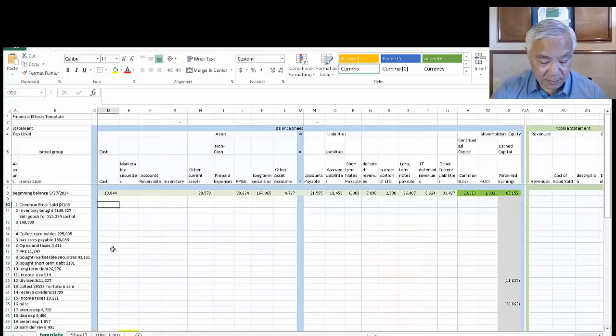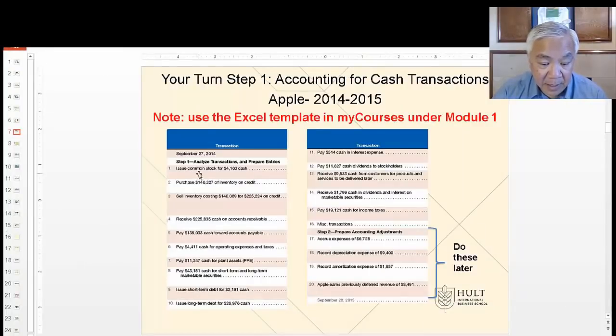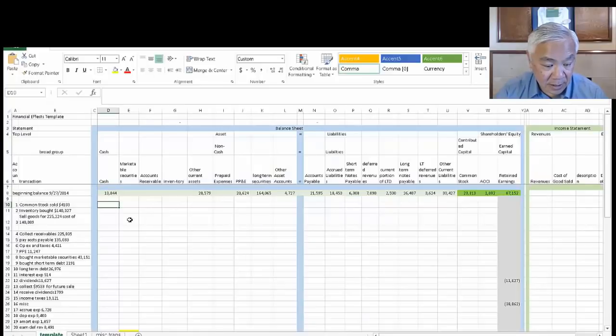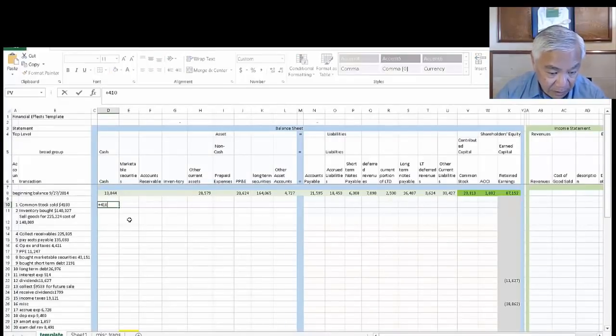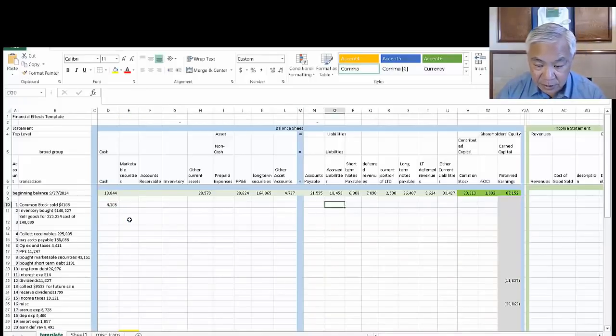The first transaction we see here is issue stock for $41.03 in cash. So we got cash, so guess what? Plus goes up, plus $41.03. And what did we do? We issued stock of $41.03. All right, so we're good there.